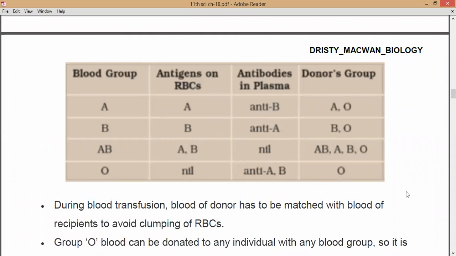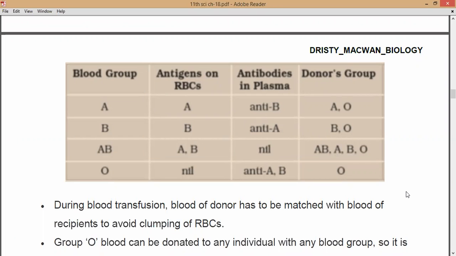The donor group, that is who can donate blood to an individual with blood group A, will be A and O. These two can donate blood to the person who has blood group A.